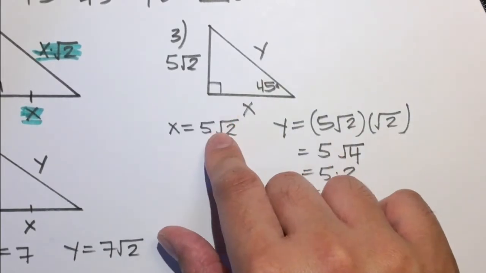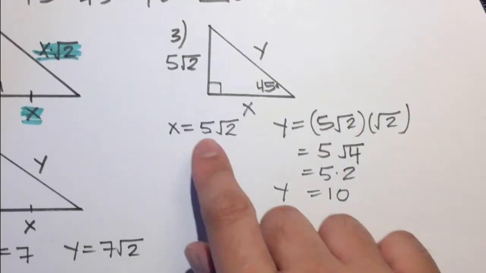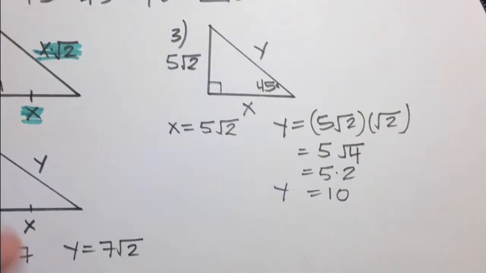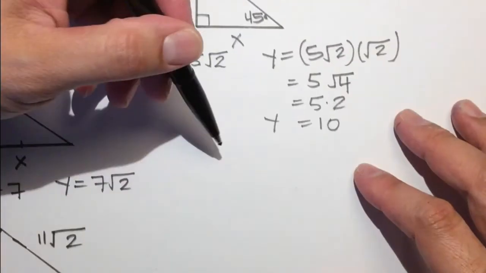The two legs are 5 radical 2, 5 radical 2. Okay, stare at it. Look at these three answers. Look how they're related. 5 radical 2, 10, 5 radical 2. That'll help you in this next problem. So let's write number 4.